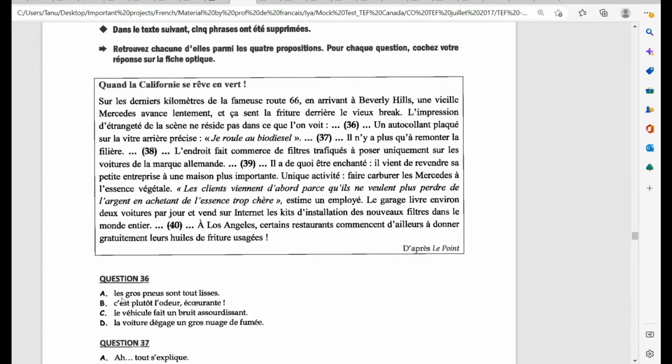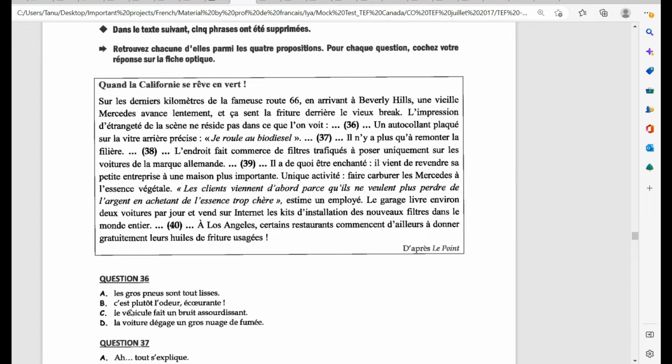Les gros pneus sont tous lissés, which means that all the tires are flat. In this line, we are saying the strange impression does not reside with what we see. But if we could see that the tires are flat, then we would be able to figure out where this smell is coming from, right? But we can't. And that's what we are saying here, that the weird impression does not reside with what we see. So that means that the tires are not flat. We are not talking about tires anywhere here.